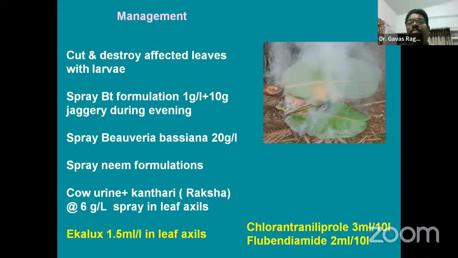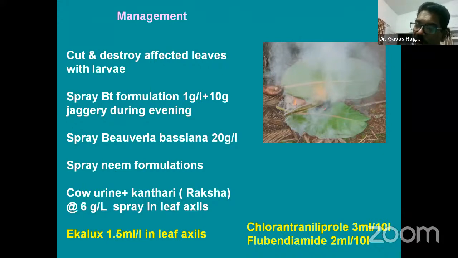But now there's an availability of green labeled insecticides called chlorantraniliprole. As you can see the name, chlorantraniliprole. You will get it in the market under the trade name Coragen. So chlorantraniliprole is the chemical name, and the trade name is Coragen, which is recommended at the dosage of 3 ml per 10 liter. This is a green labeled insecticide.